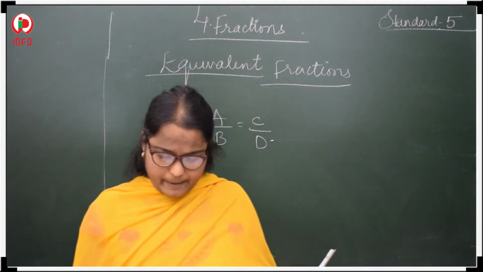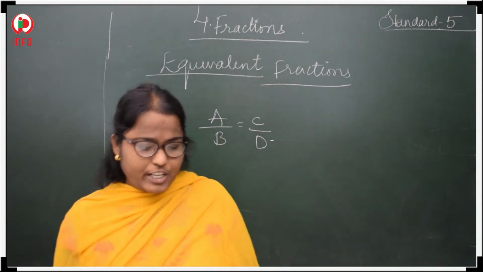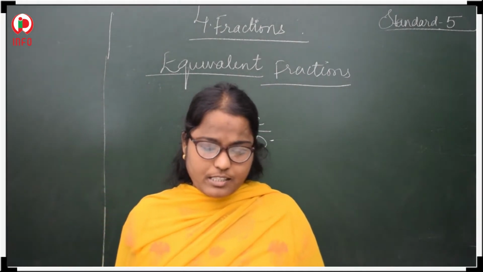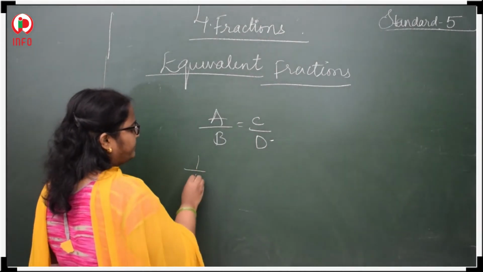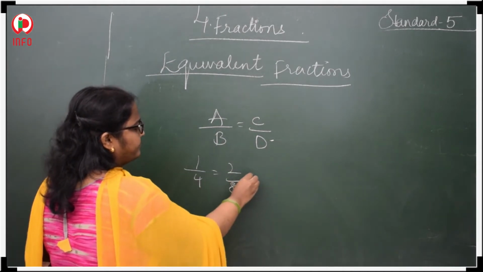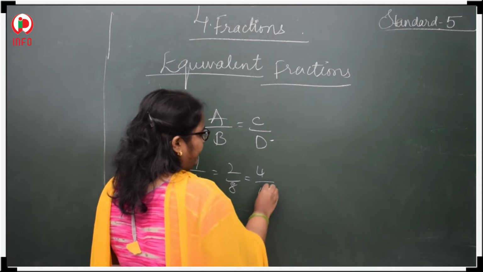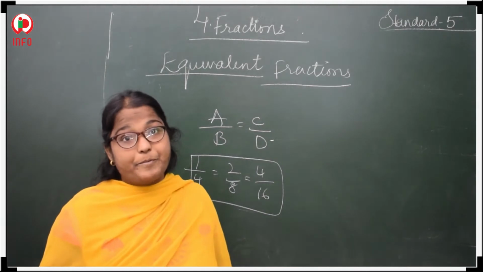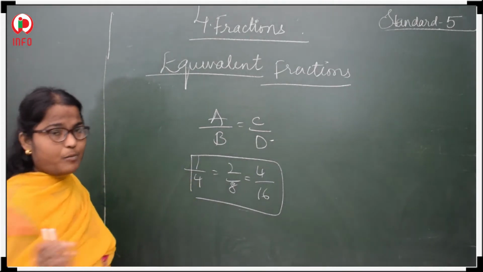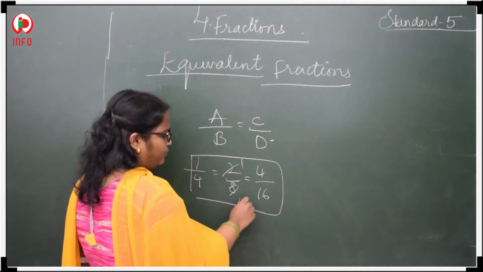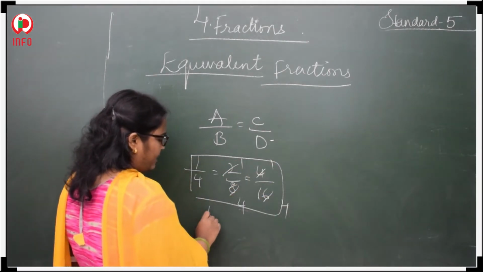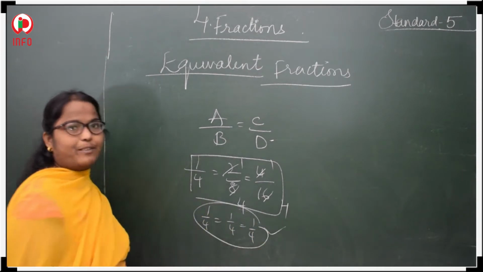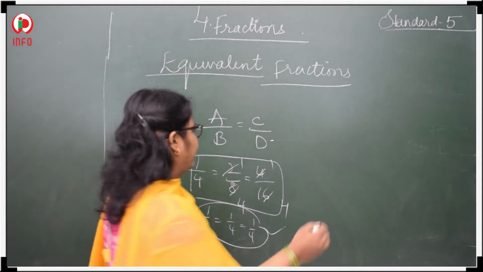Take out page number 35. The shaded portion of the paper does not change, so the fraction of the paper does not change. The fractions 1 by 4, 2 by 8 and 4 by 16 represent the same value. Can you say how much? 1 one is 4, 2 twos are 4, 4 fours are 16. So all are equal. Yes or no? So you can see the figure here.